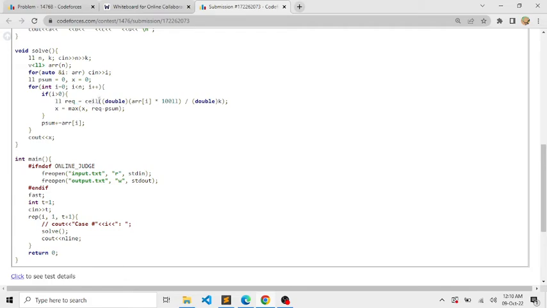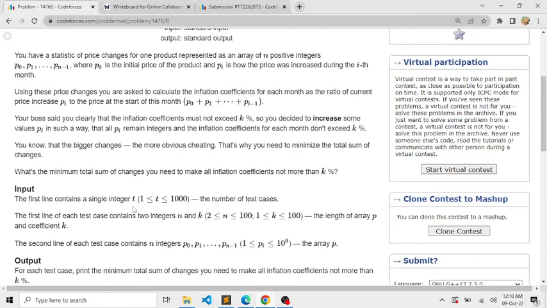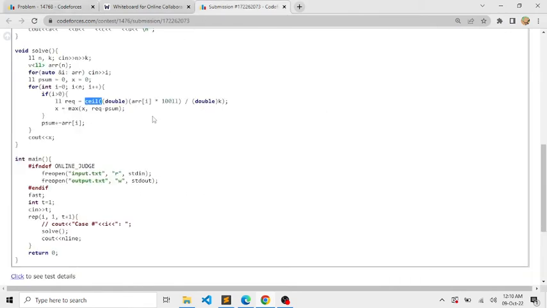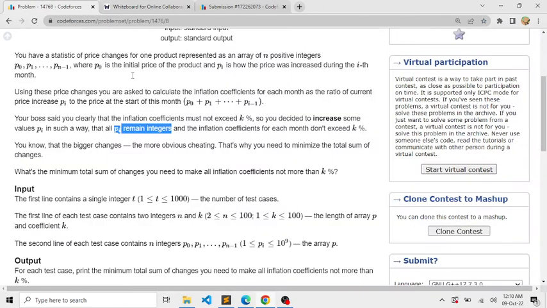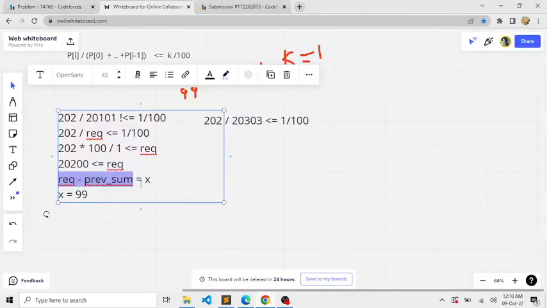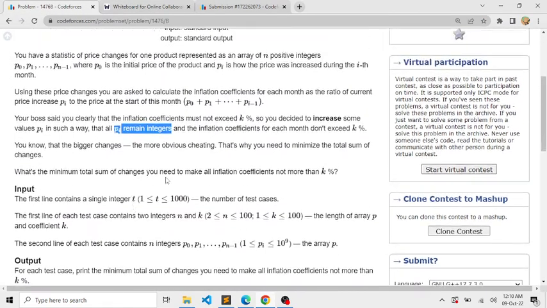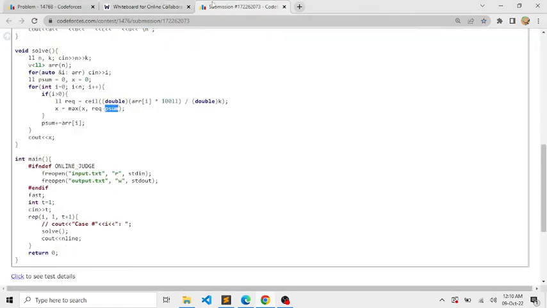Why I am taking the ceil value is because here they have clearly mentioned that pi should remain an integer. So that is why I am taking the ceil. And once we get the required amount, I'm subtracting it from the previous sum, like I told you here, and taking the maximum of x and the required minus previous sum.